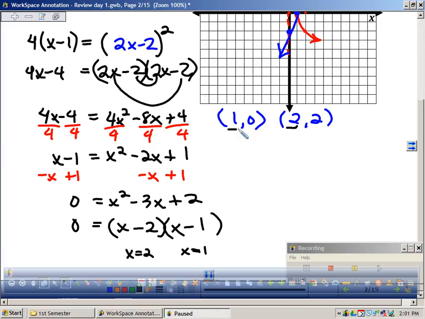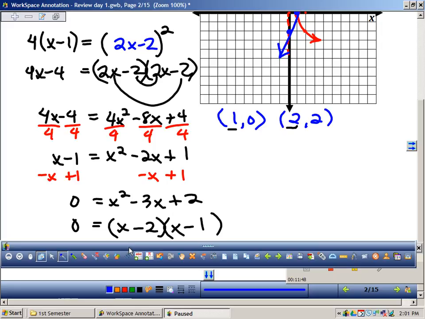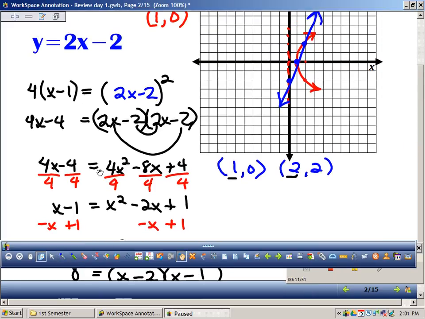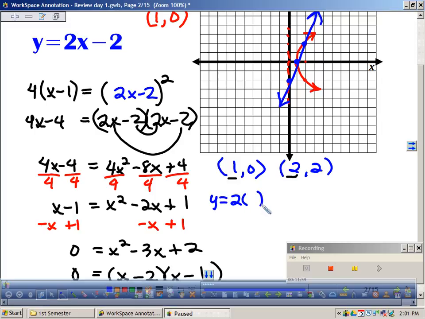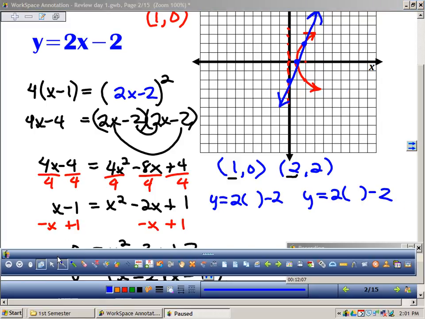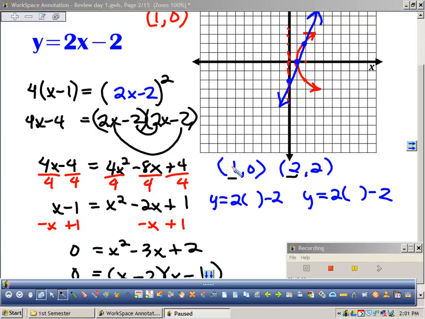Now you plug those back into the original. I'm just going to write it out. Our original is right there. y equals 2 times whatever x is, minus 2, and y equals 2 times whatever x is, minus 2. Here, x equals 1. Here, x equals 2. Questions?